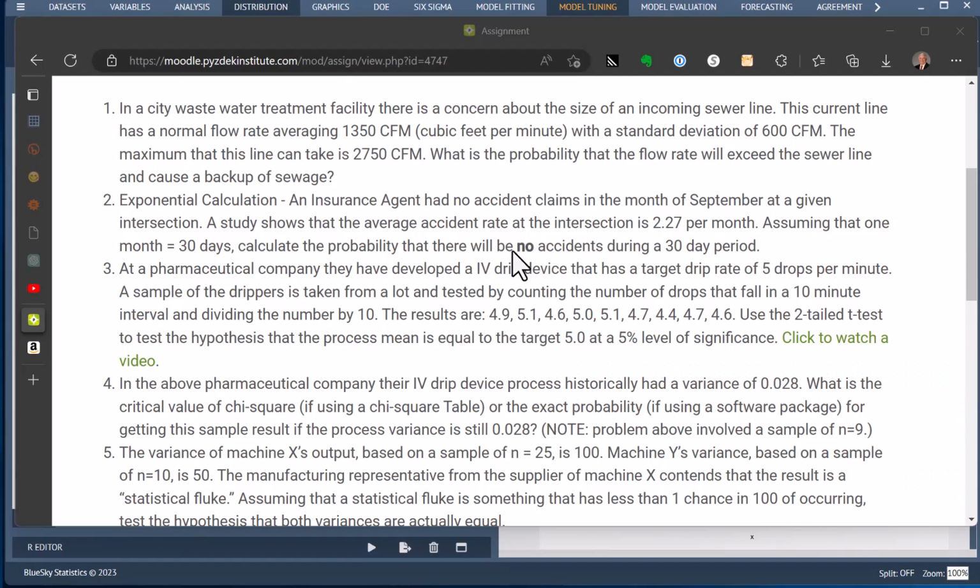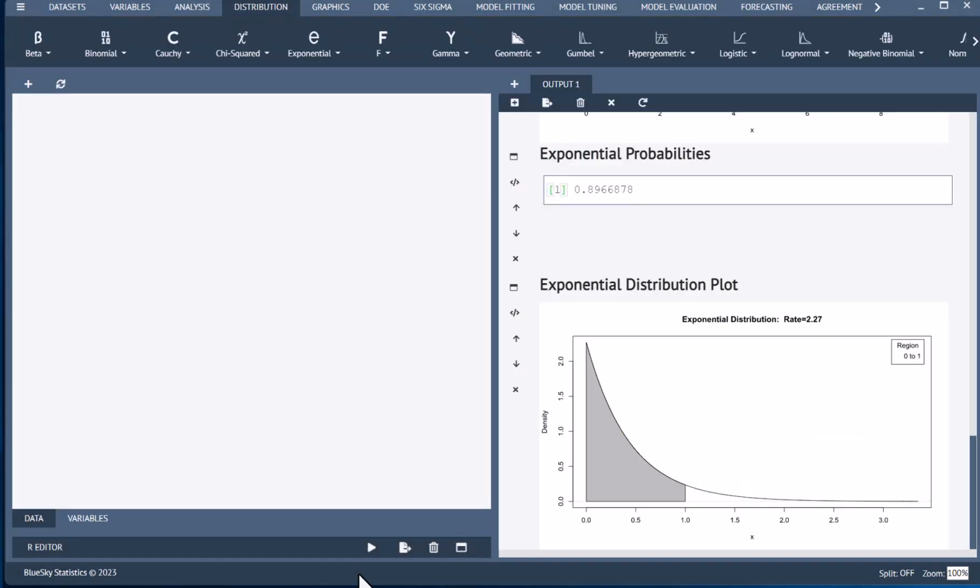Problem number 2 involves an insurance agent who wants to see what the probability is that there would be no accidents in a 30-day period in a given intersection. On average, that intersection experiences 2.27 accidents per month, and we're told it's an exponential distribution. So let's look at how BlueSky would solve this.